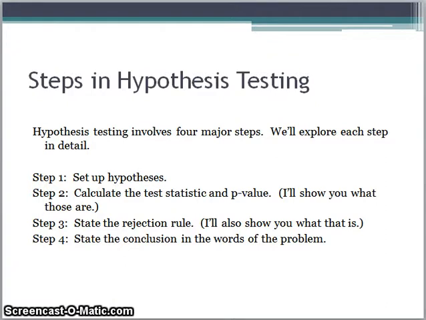In the case of the criminal justice analogy, the hypotheses, again, are innocent versus guilty. The test statistic and the p-value are essentially the evidence. The rejection rule would be the standard of evidence. So you have to prove beyond a reasonable doubt, and the jury would have to determine that. And then state the conclusion in the words of the problem. That's the verdict. All right?